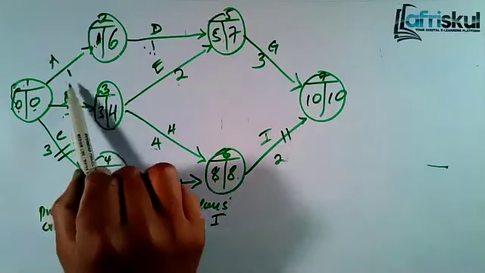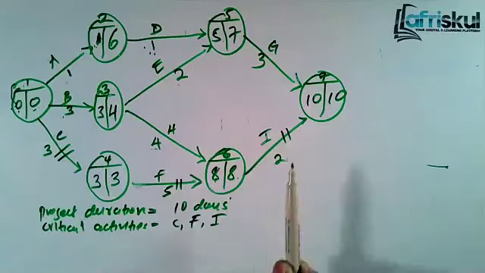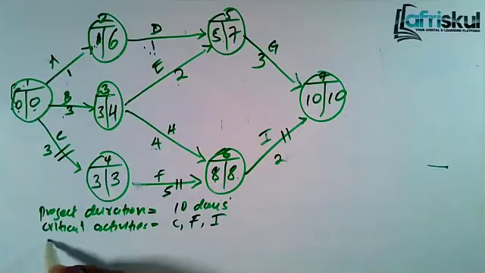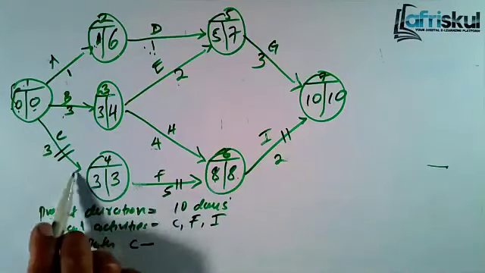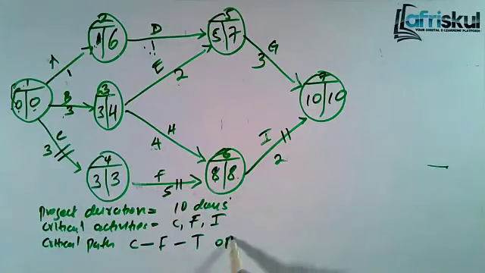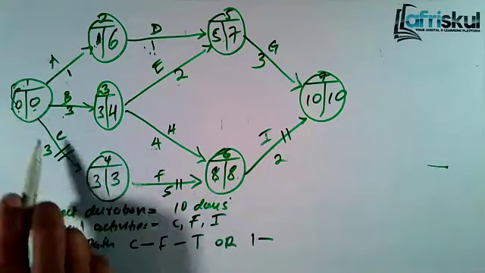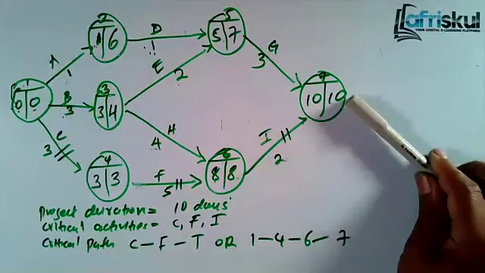If you take this one, 1 plus 1 plus 3 is not 10. But for the critical, if you add the critical activities duration, you should get 10. Then, critical path, if you want to show the critical path, it's C to F to I, or you can show it like this: 1, you go to 4, you go to 6, and then you go to 7. So that was the project duration, lasting 10 days.